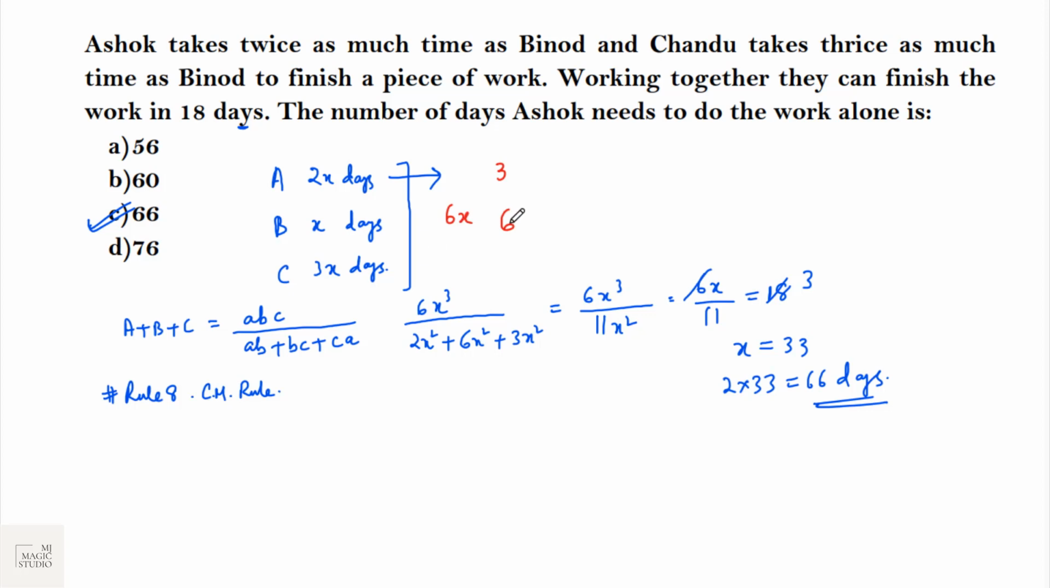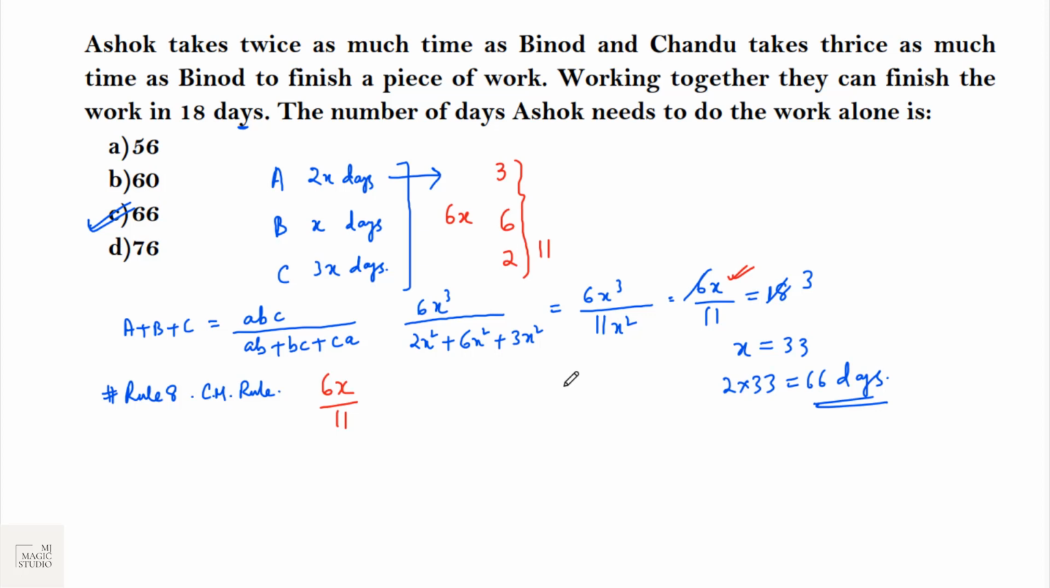And they are producing these many units per day. This is what efficiency is. C, 6x divided by 3x, that means C is producing 2 units per day. So if all 3 are working together, in one day they are producing 11 units and they need to produce 6x units. The total time taken by them if they work together using the LCM rule is also 6x by 11. That is what we have also calculated using the direct formula.